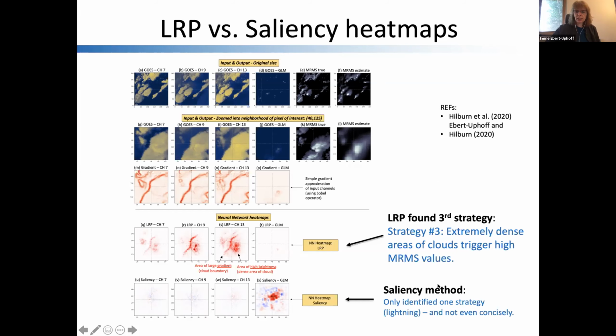We also tried a saliency method, which just takes a derivative. And it always gives us the same result. It always says, if you were to increase lightning in your images, then you would get more MIMS. So in other words, saliency only gave us the strongest strategy, number 1. It only told us that lightning is triggering high MIMS values, but it didn't give us the other strategies. But LRP did, and that's why we like LRP so much.